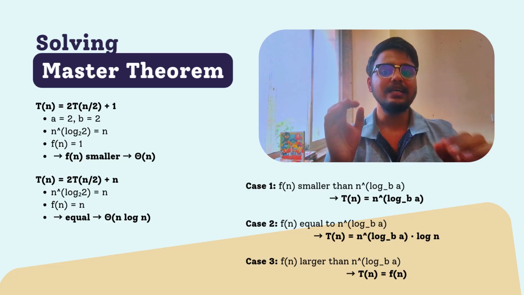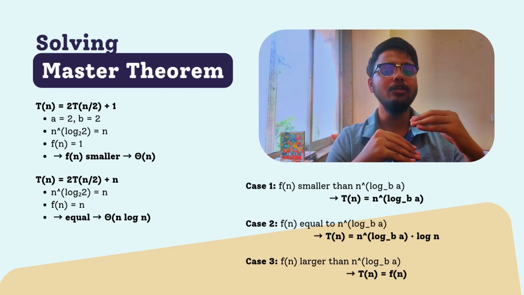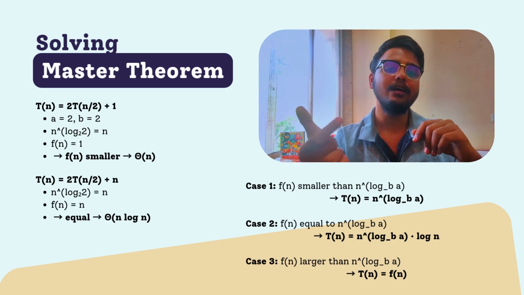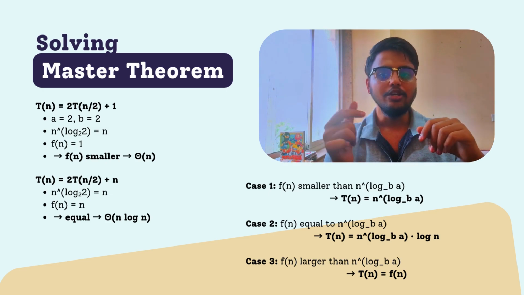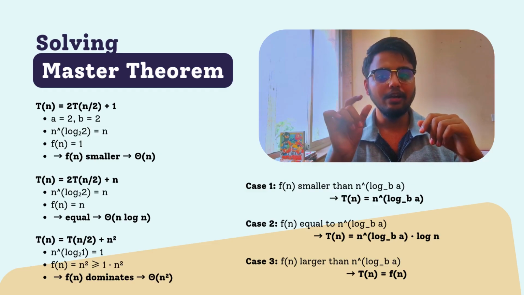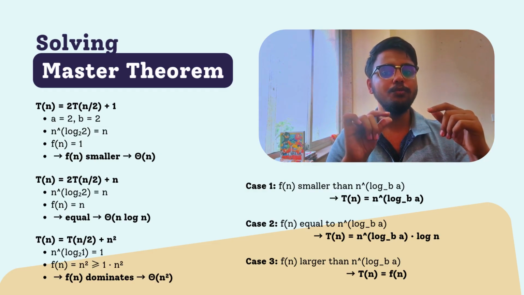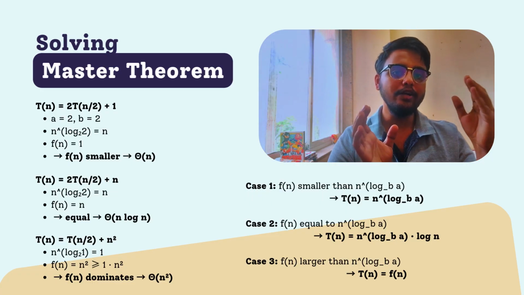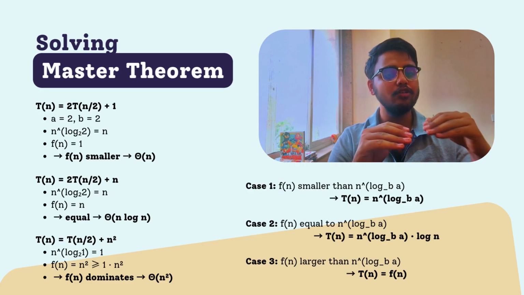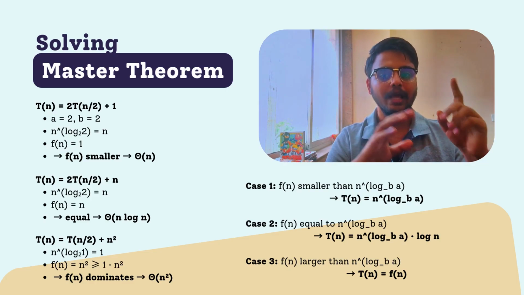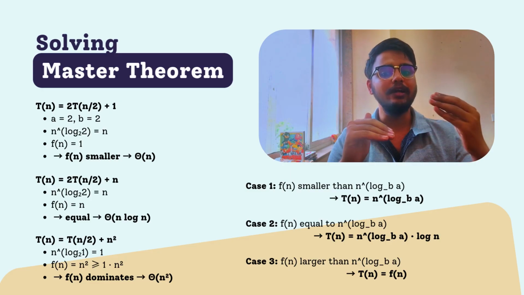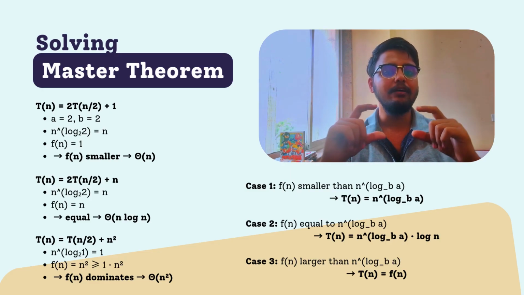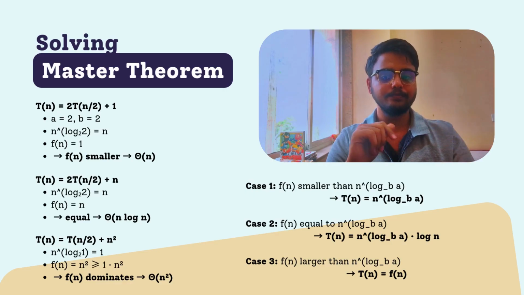In the third case, f of n is larger than n to the power log a to the base b. That means the outside work dominates the recursion. So in this example, if T of n equals T of n by 2 plus n square, here n to the power log 1 to the base 2 is going to give us n to the power 0, that is 1. Now f of n equals n square, which is much larger than 1. So the result is going to be T of n equals theta of n square.